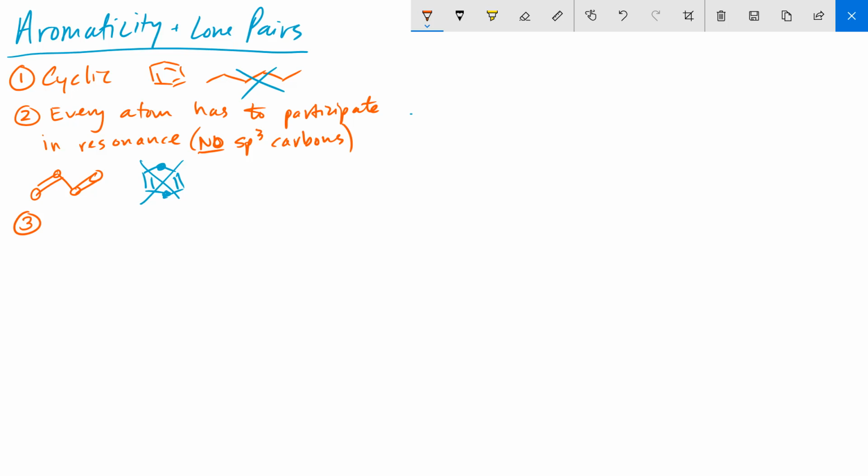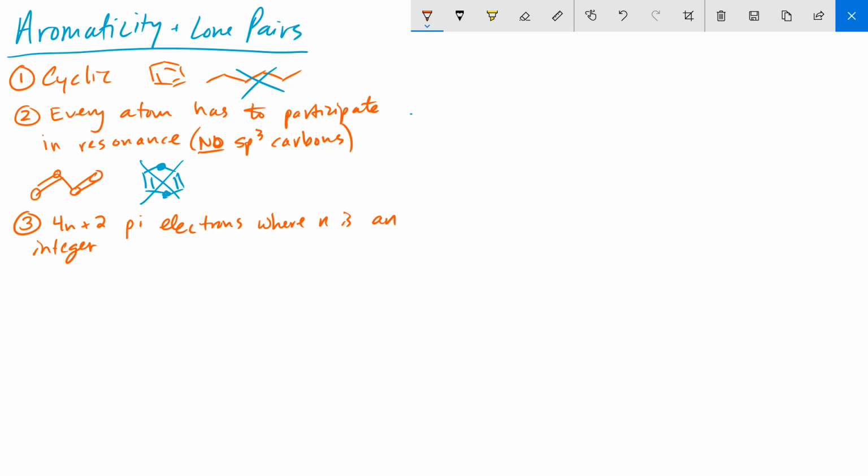The third criteria that aromatic compounds have to meet is they have to have 4n plus 2 pi electrons. Now, I remember when I first heard that, I was very confused. What is 4n plus 2? Why is there a math equation in my aromatic determination? Well, all we're saying is it has to have 4n plus 2 pi electrons, where n is some integer. So you just pick the number. The number could be 1, 2, 3.